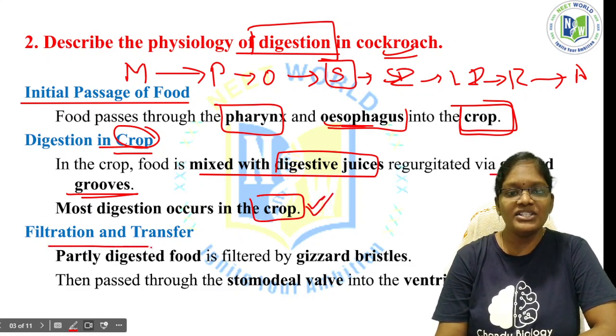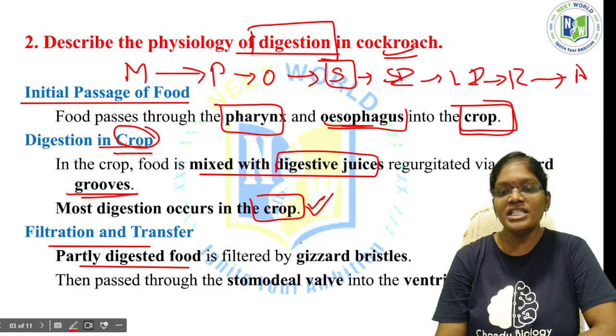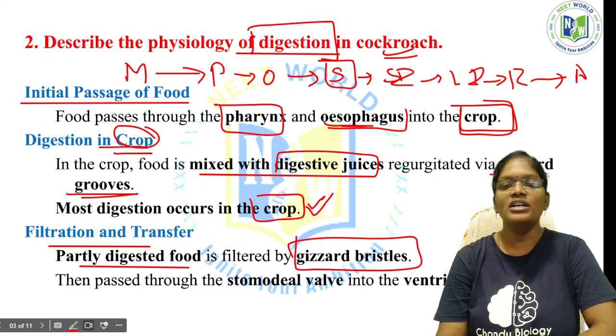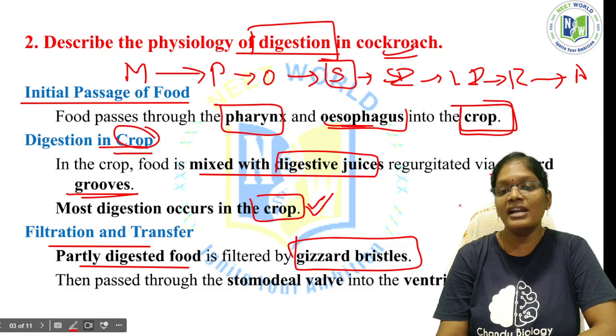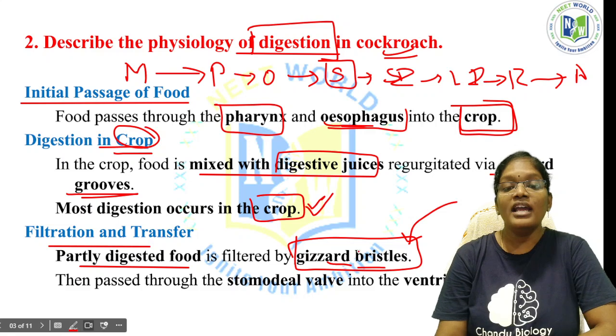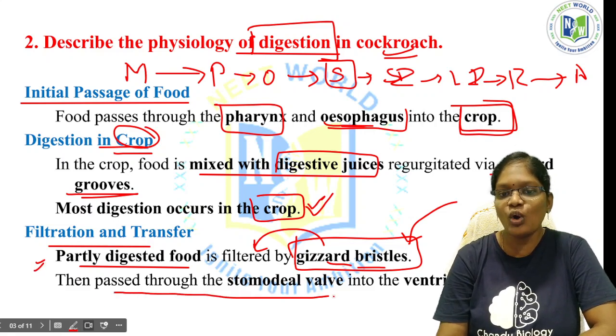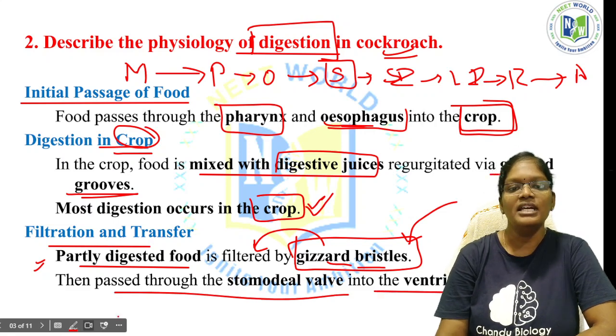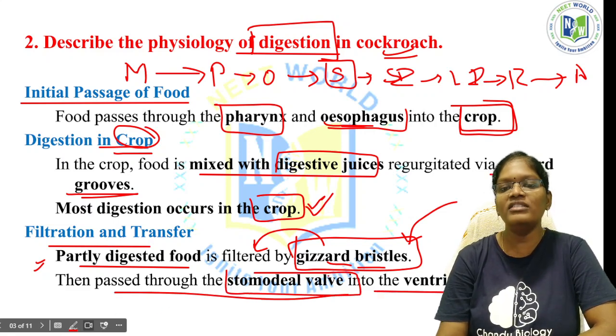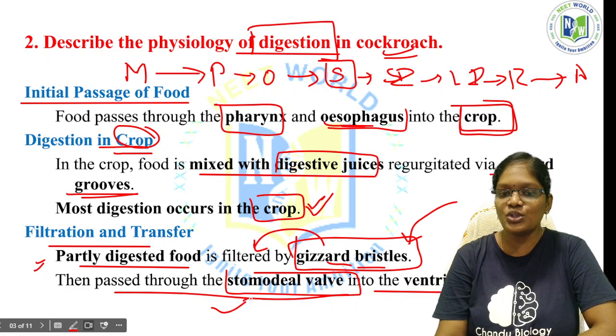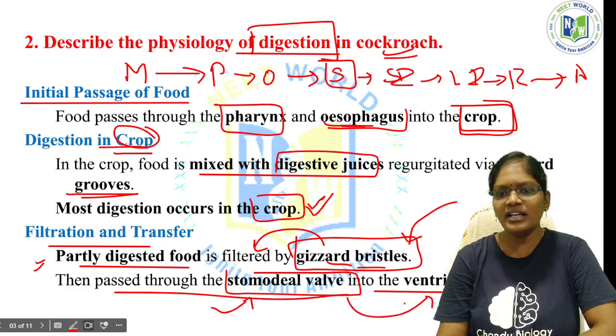Next, filtration and transfer. Now the partly digested food is filtered by the gizzard bristles. We have studied a structure called the gizzard. The gizzard has bristle-like structures, and these gizzard bristles filter the partly digested food. Then it passes through the stomodeal valve into the ventriculus. After the food has been filtered by the gizzard bristles, it enters the stomodeal valve and then the ventriculus.